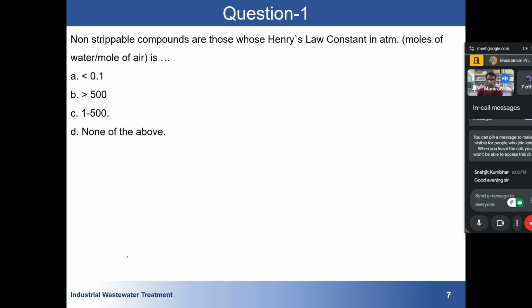Non-strippable compounds are those whose Henry's law constant in atmosphere, the unit being moles of water divided by moles of air. From the name you can see non-strippable and strippable. Strippable means those compounds which can be easily removed from water. Then what will be their Henry constant? Non-strippable means those which cannot be removed from water by easy means. Then what will be its Henry constant? We have got one answer, that is A, less than 0.1. Okay, good.